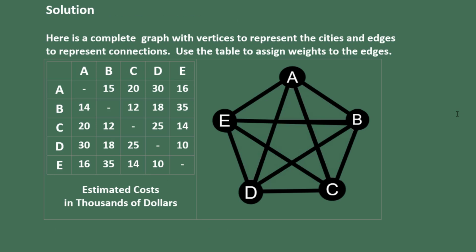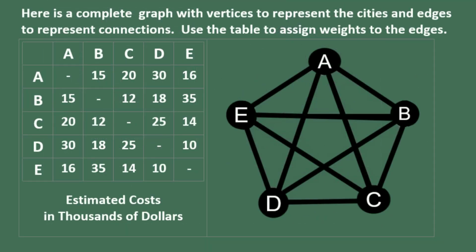The first step is to draw a complete graph with vertices to represent the cities and edges to represent the connections. Since we can build a connection between any pair of cities, this is a complete graph, and it has vertices A, B, C, D, and E. Next, we're going to use the table to assign weights to the edges. One observation I'd like to make is that in our table, you see symmetry across the diagonal. That's because, for example, building a connection between city A and city B is the same as building a connection between city B and city A.